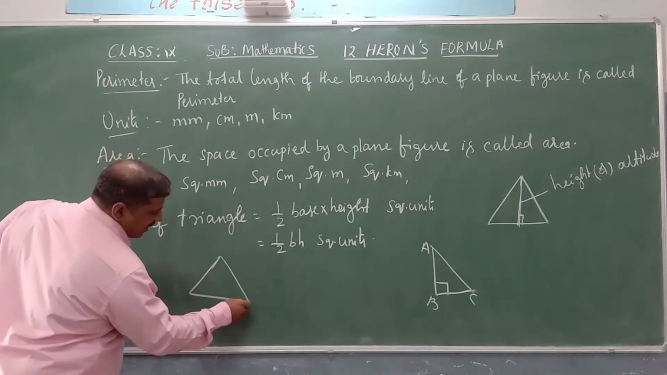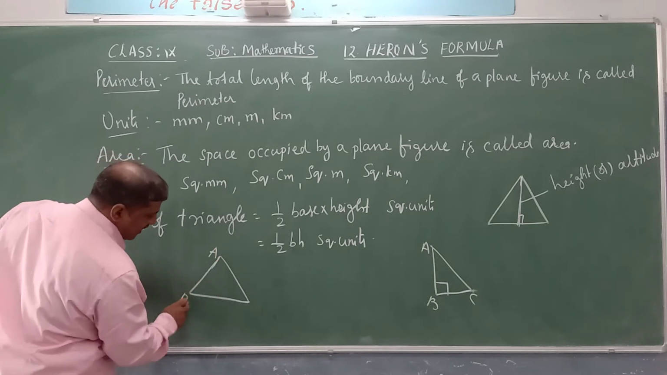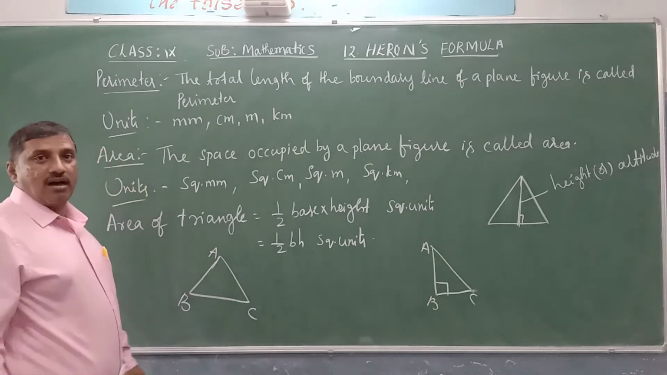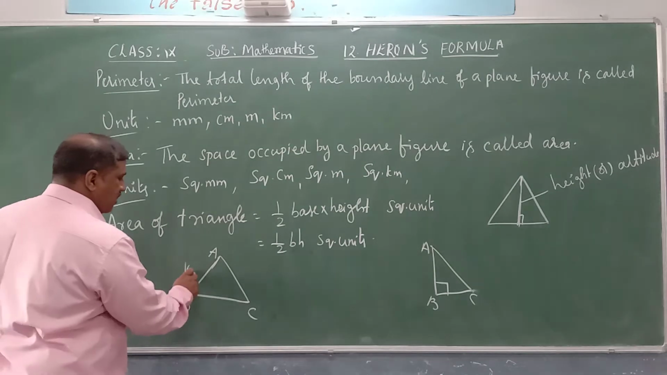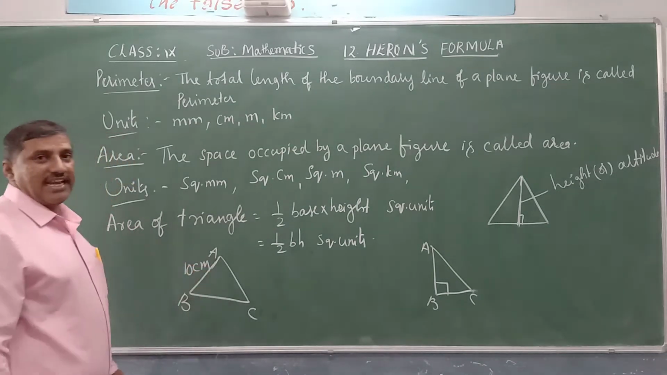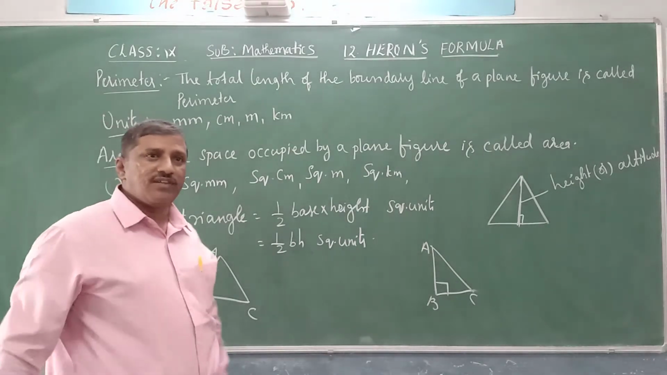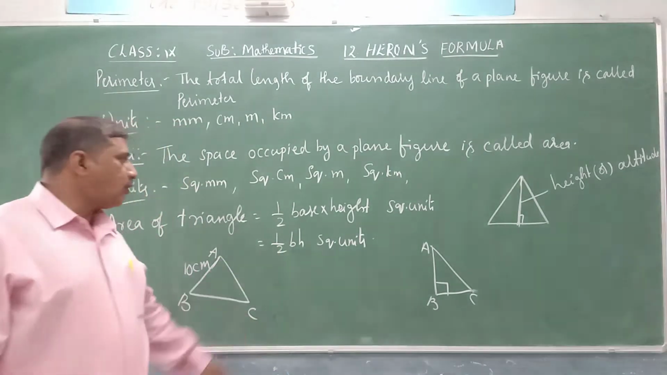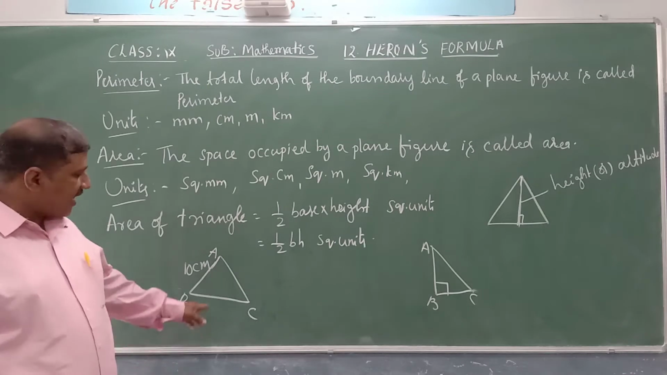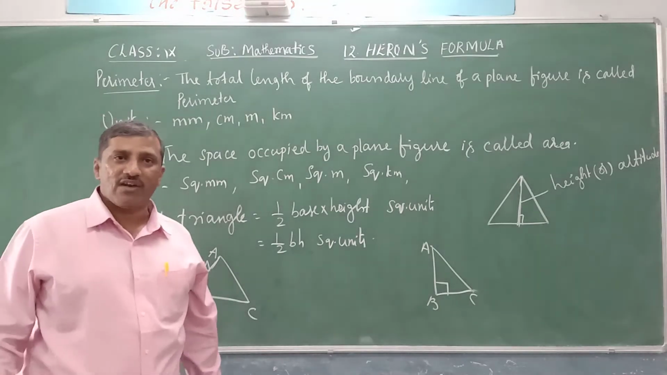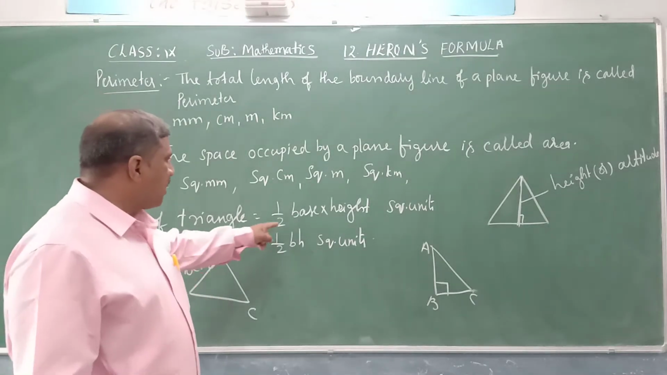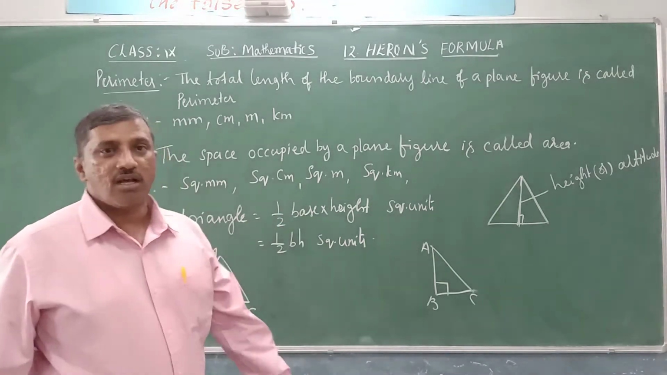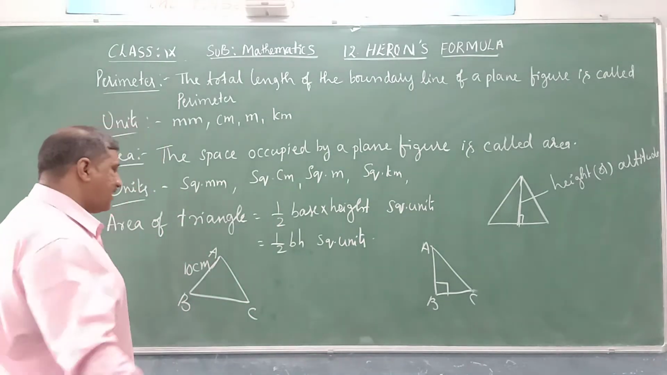Let ABC be an equilateral triangle of side 10 centimeters each. How do we find the area of this? We have derived a formula from half into base into height. Because here we don't know the height, directly we cannot use this formula half into base into height. So first we have to find the height.